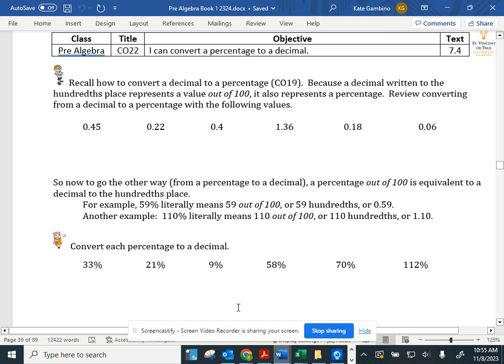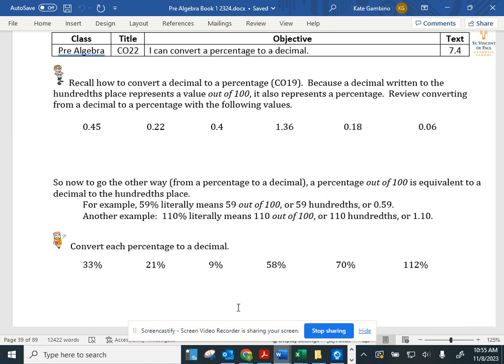Good morning. Today we are continuing working with those percentages, and we are doing CO22. I can convert a percentage to a decimal. We've done decimal to percent. We've worked with the fractions and the percent. Now we are going from percent to decimal.